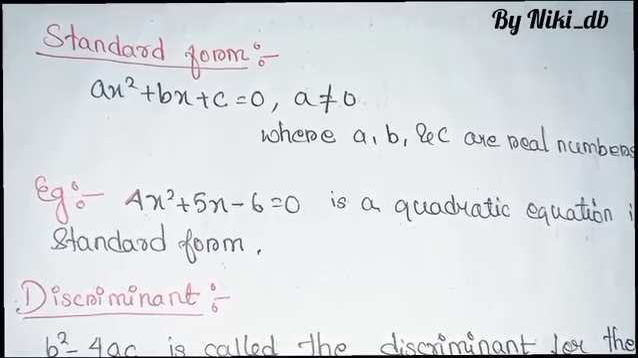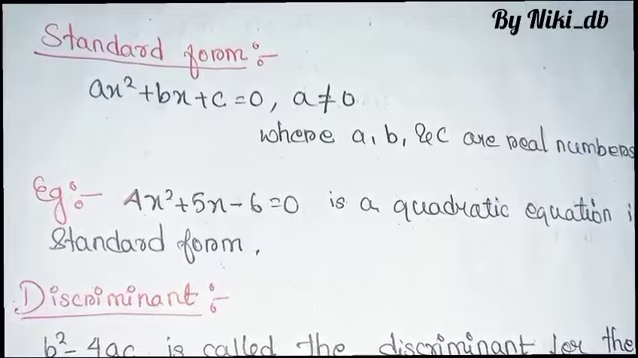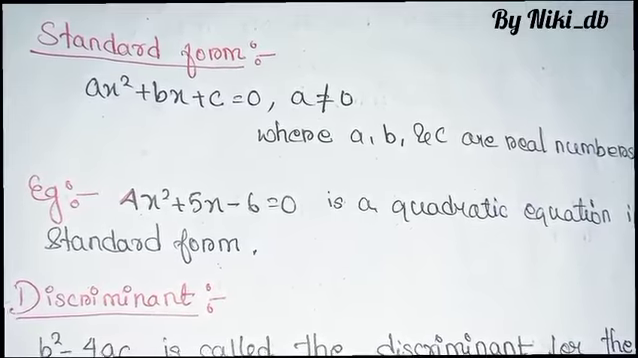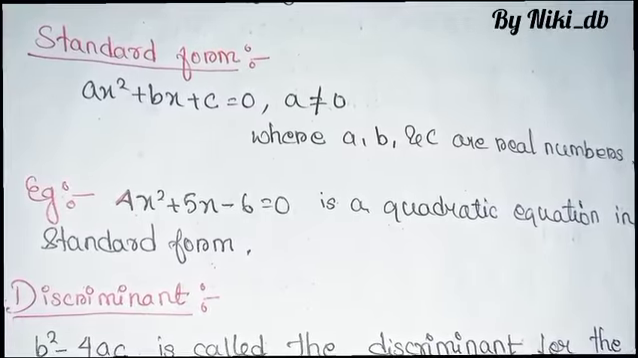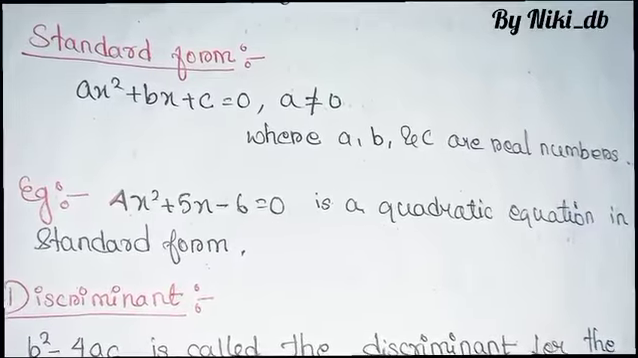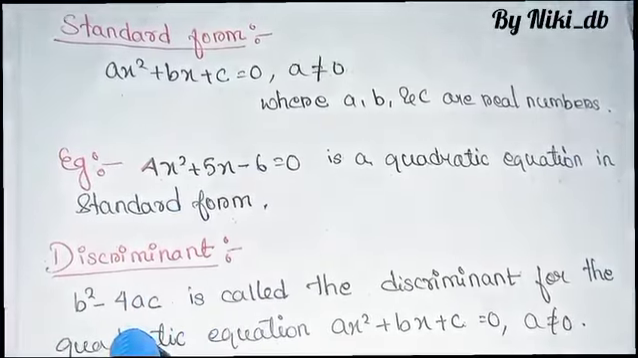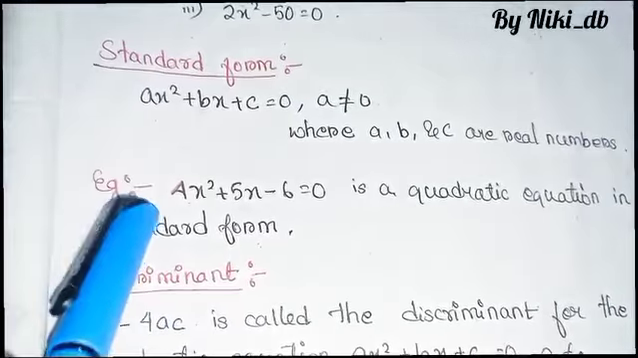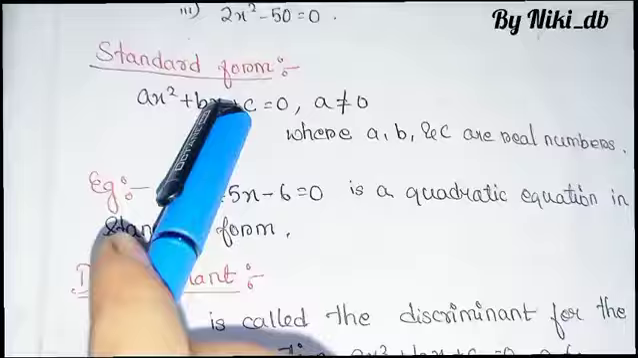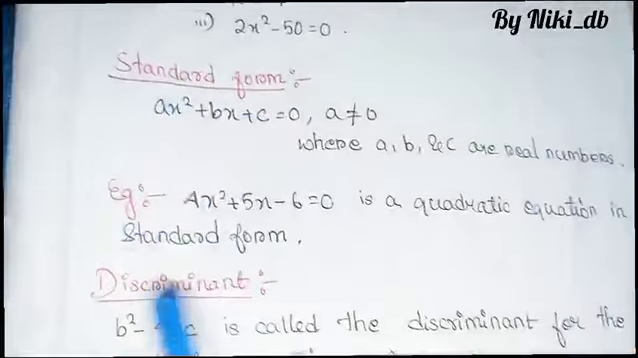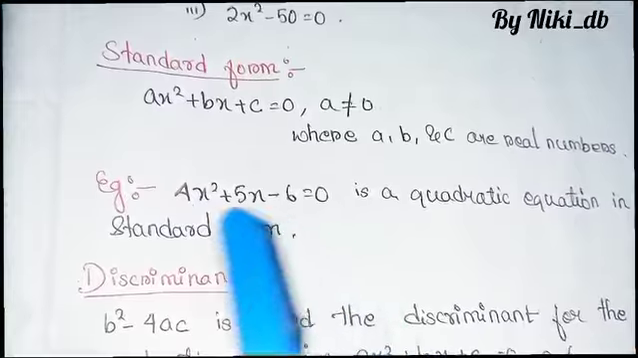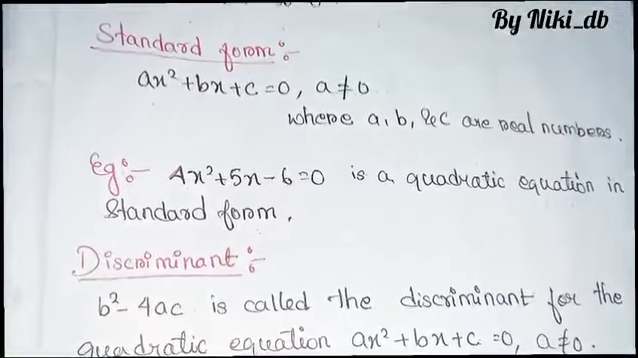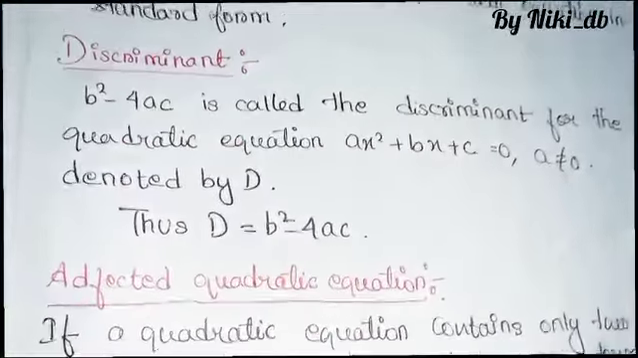Example, like 4x square plus 5x minus 6 equals to 0. This is a quadratic equation in standard form. We may get confused by seeing the minus sign, but here the minus doesn't matter. Here a is 4, b is 5, c is minus 6. So no problem. This is just standard form. Next we are coming about discriminant.